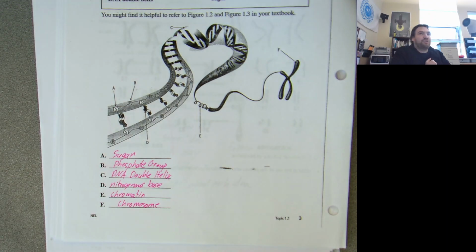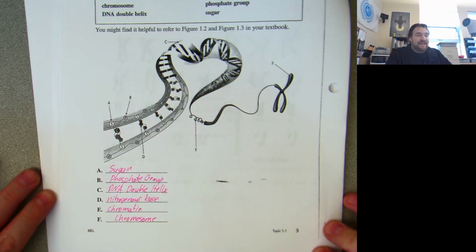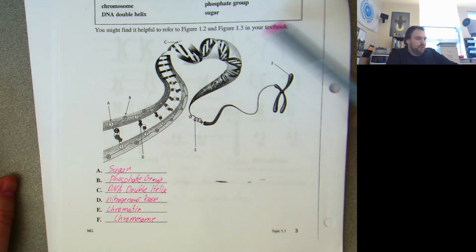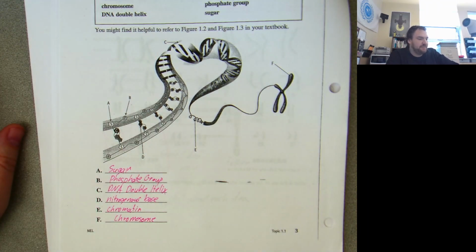Okay, so you had homework, structure and function of DNA. And then we're going to talk about DNA replication. It's going to be great. So take a look, compare what you got with what I got. It was just a labeling of a DNA into chromosome diagram. You have to label all of the pieces.